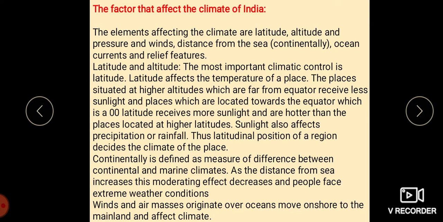Continentality, that is distance from the sea, is defined as the measure of difference between the continental and the marine climates. As the distance from the sea increases, this moderating effect decreases and people face extreme weather conditions. Winds and air masses originate over the ocean, move onshore to the mainland and affect the climate.